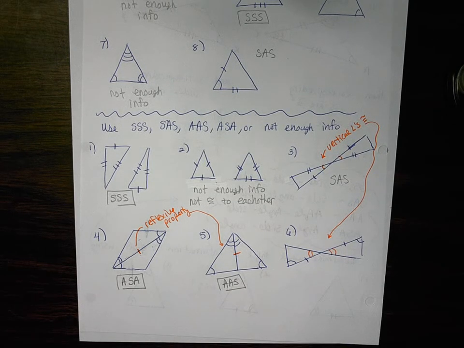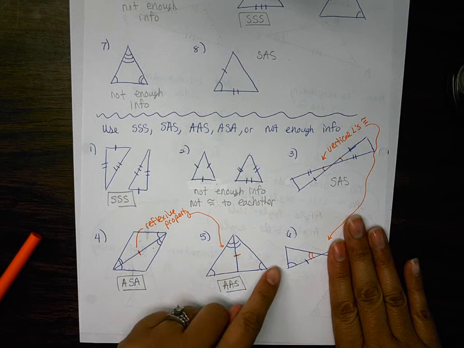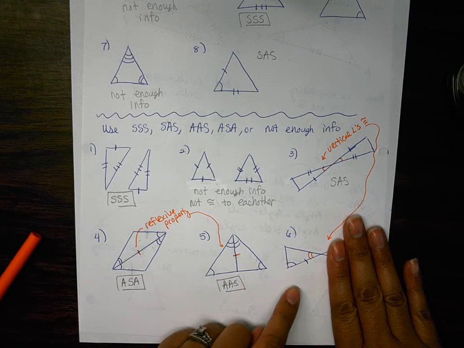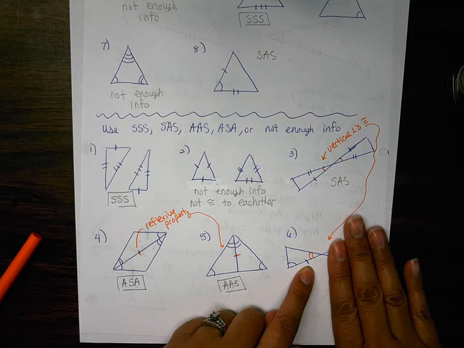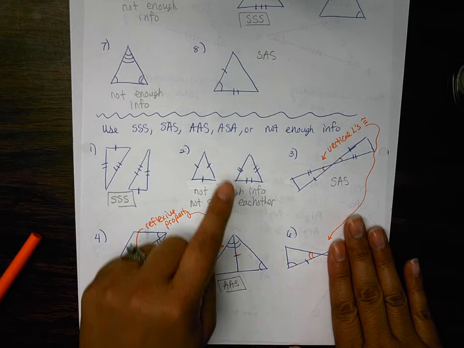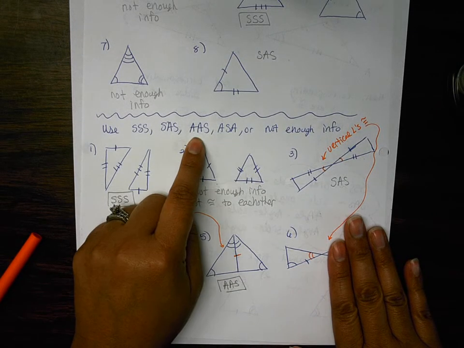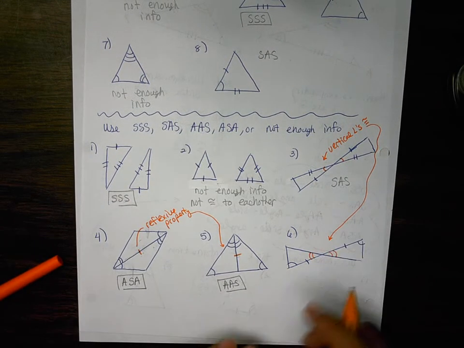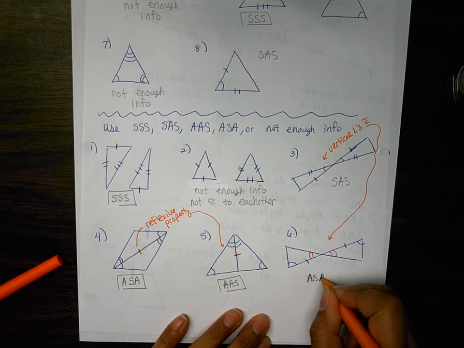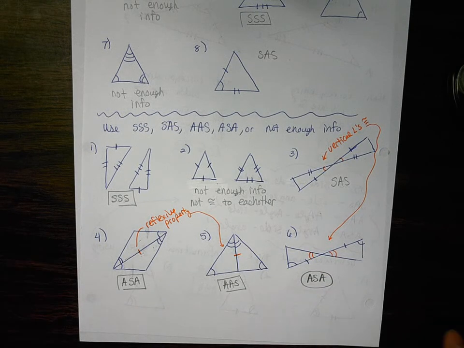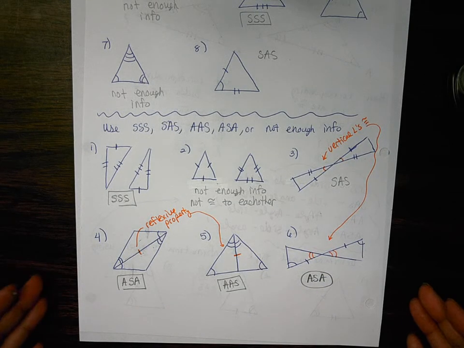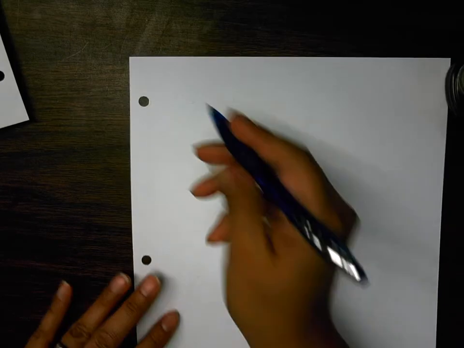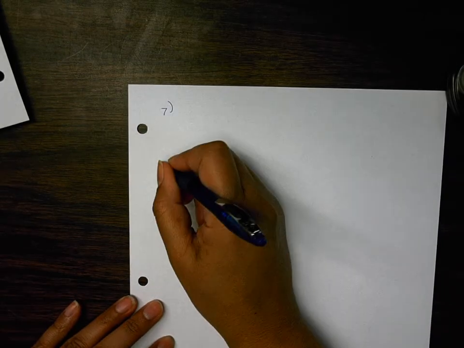Okay. I'm going to look here. How many angle markings do I have? 2. How many side markings do I have? 1. Is that side sandwiched or not? Is it included or not included? So what would I say? ASA. All right. We have just a few more and we are done. Can I flip the page? Okay, number 7.